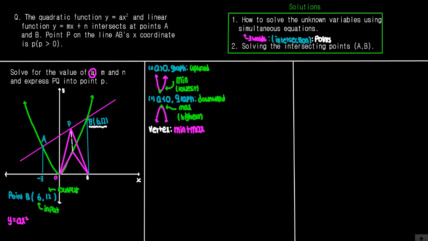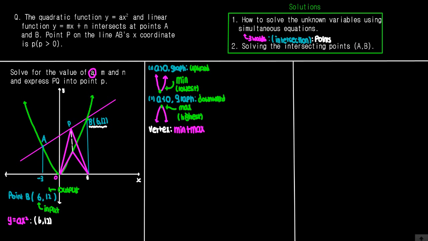When it comes to applying simultaneous equations to our functions, we need to have some information, which will be the points in this case. The only point that is given is B, which is the intersection between the quadratic and the linear function. So in order to solve for our a value, all we have to do is input B, which is (6, 12), back into our function.